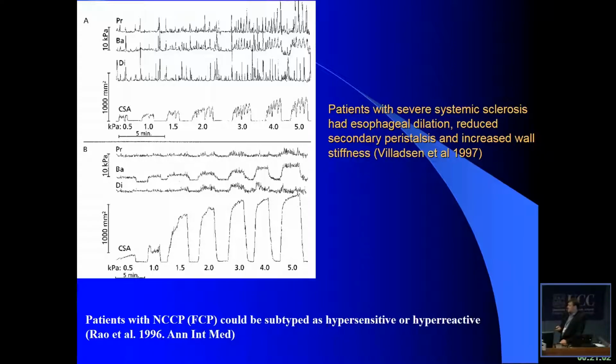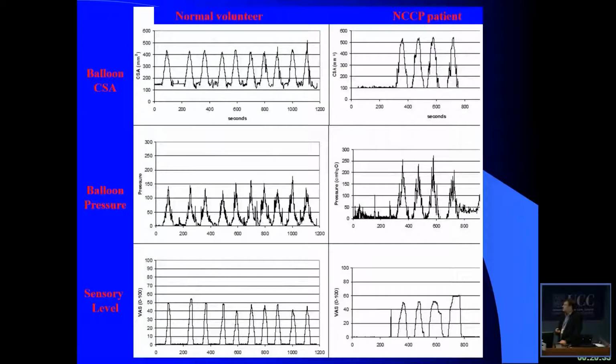Probably the most significant clinical study we did was a study we did with Rao from United States on patients with non-cardiac chest pain, or we don't call it that any longer, functional chest pain, where we showed that distension could be used to subtype patients into hypersensitive or hyperreactive subtypes. And that, again, led to other studies.